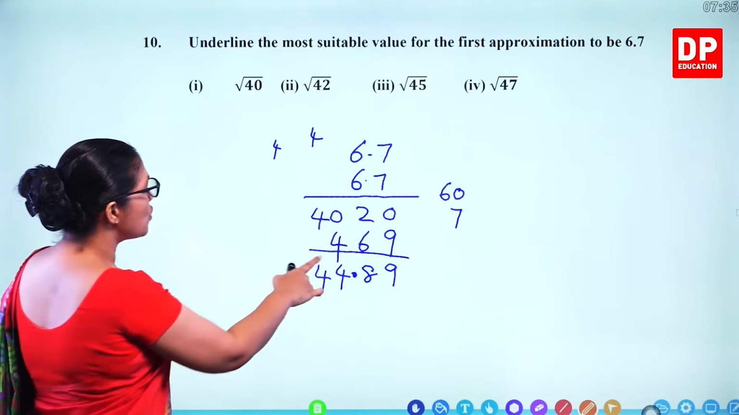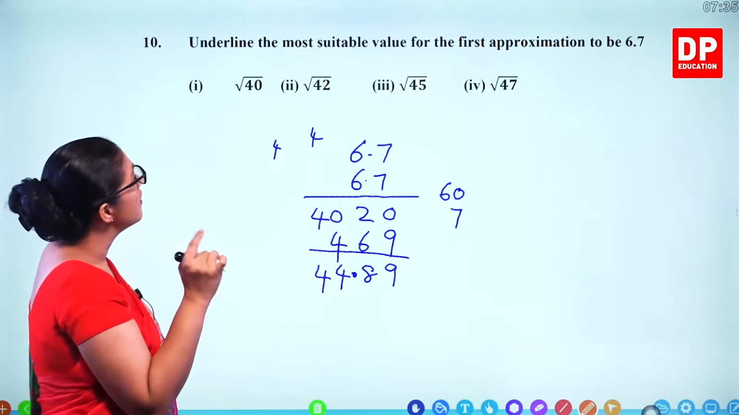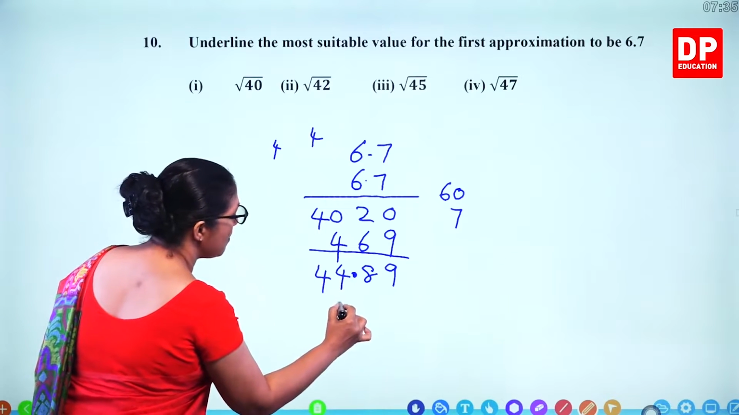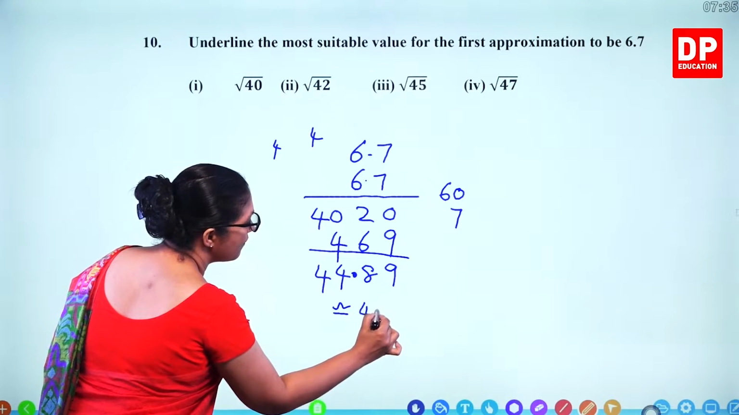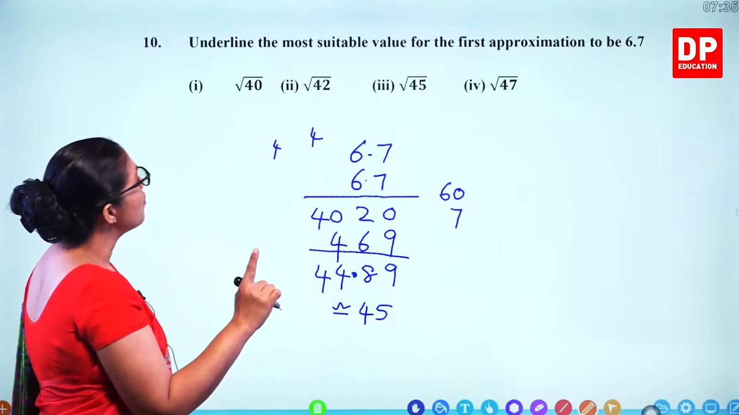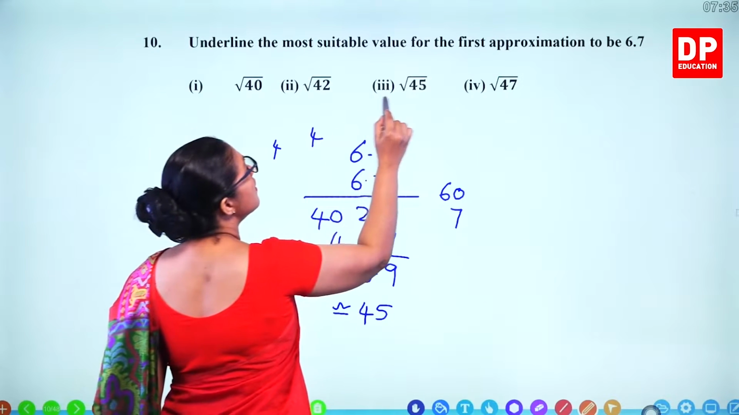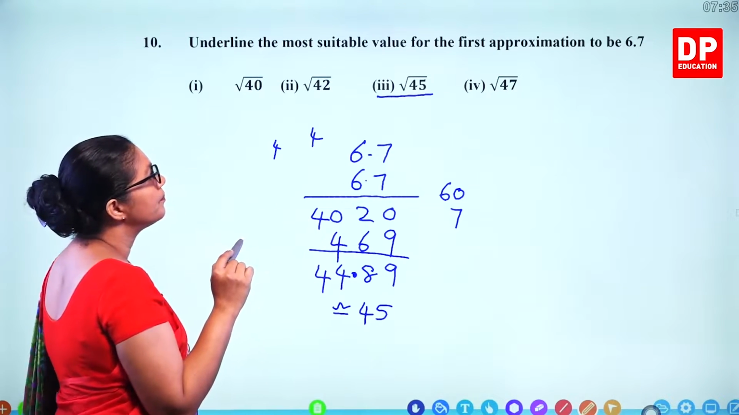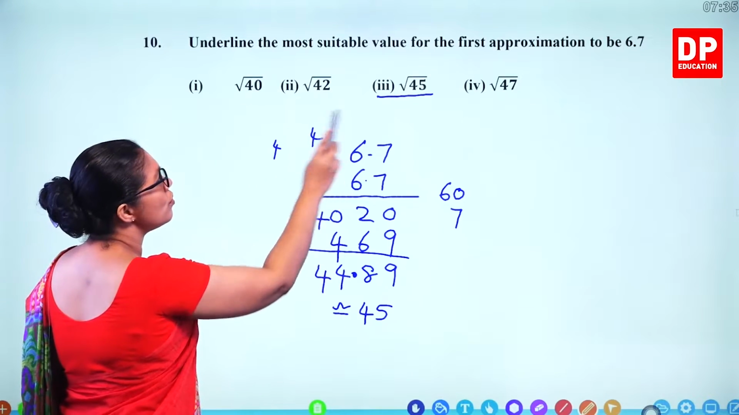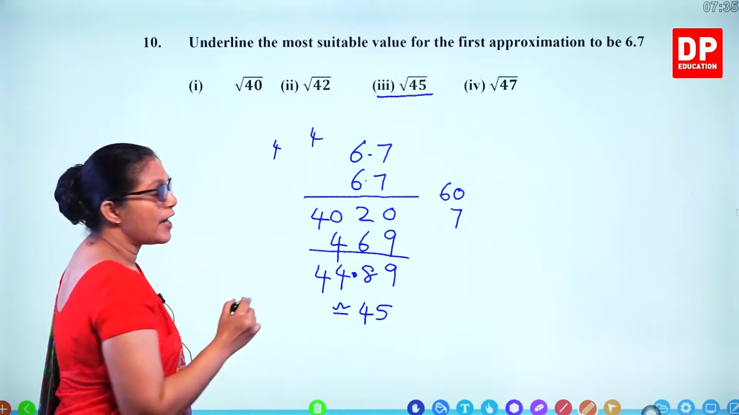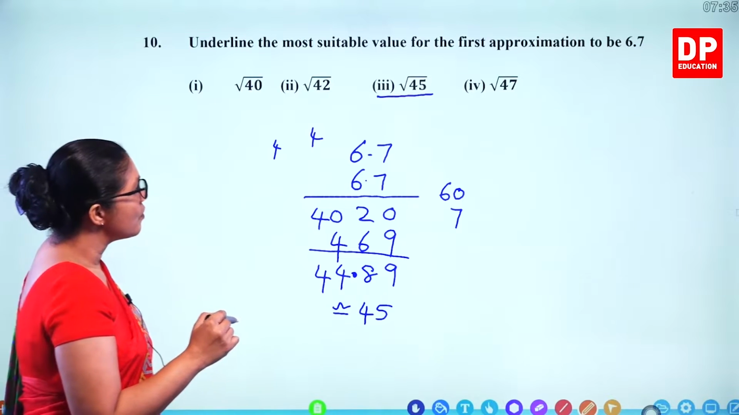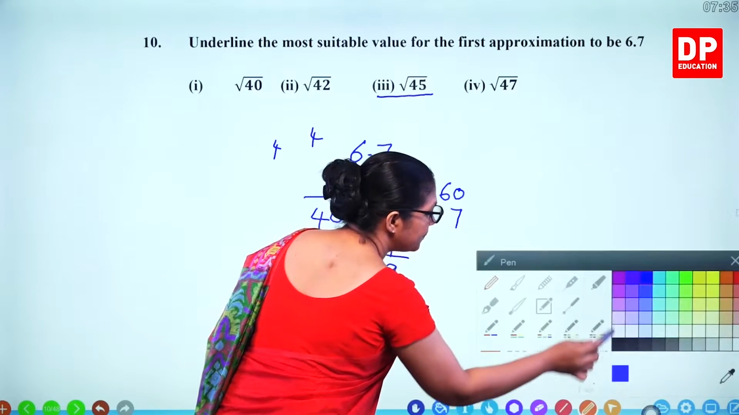44.89. Which one is closer to this one? What's the whole number? This is approximately 45. So square root of 45 is the correct answer. That's the closest value to this one, 44.89. So you get 2 marks for that.